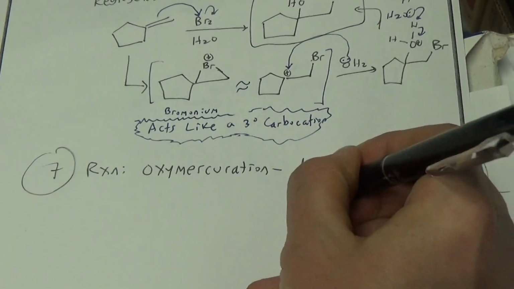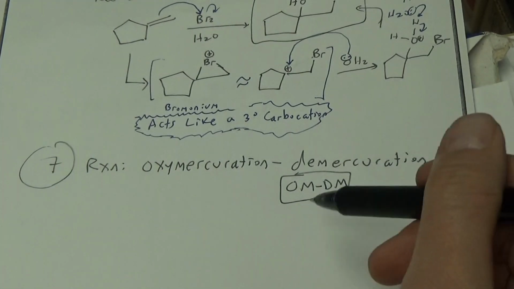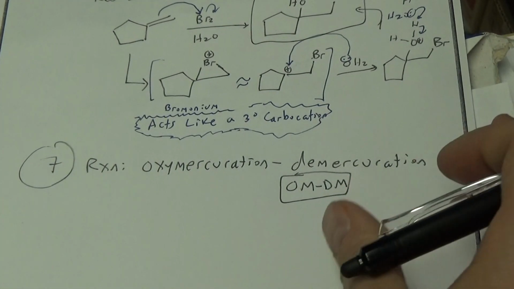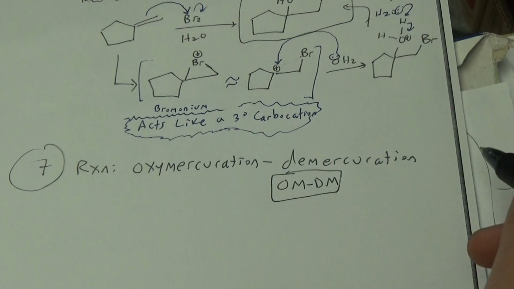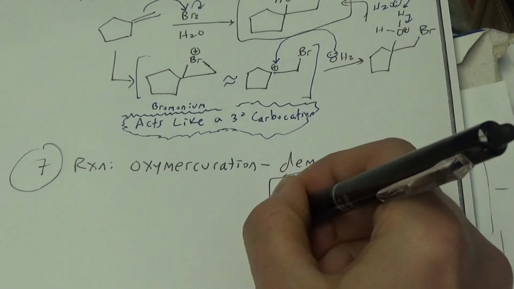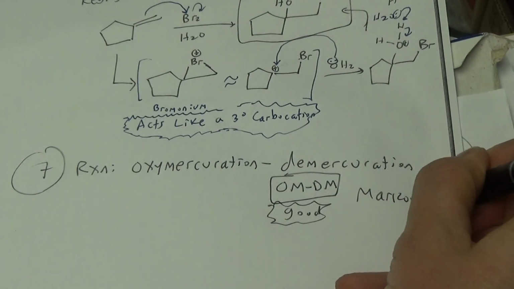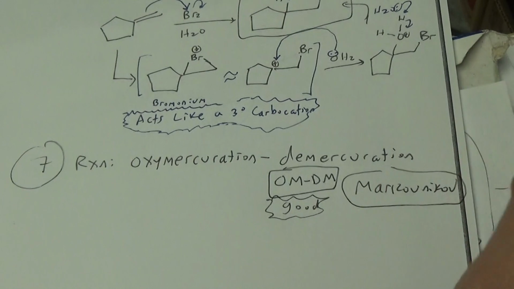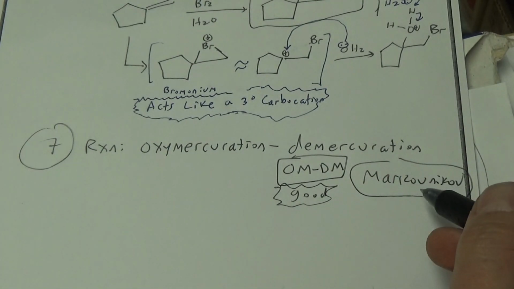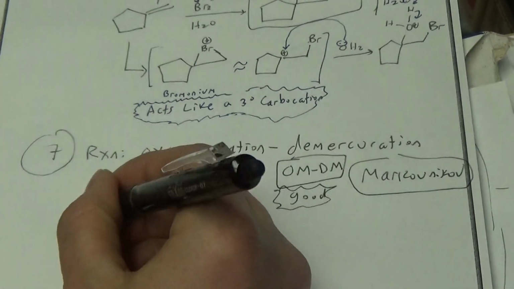OMDM. And it's going to convert an alkene to an alcohol, kind of like we did before, but that was a bad way. This is going to be a good way. And it's also Markovnikov. What does Markovnikov mean? It means the alcohol is going to go to the more substituted side. Alright, so the basic idea first.